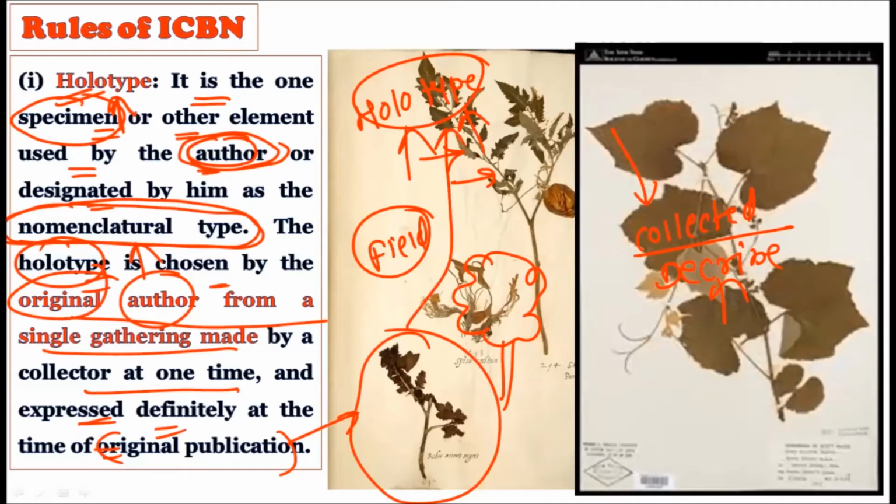So what is the holotype? Holotype is the original material collected at that time, and the nomenclature is done by using this original material, which is called the holotype, and the publication has occurred. Whatever plant material is originally collected and the publication is made depending on this material, this original material is considered as a holotype.